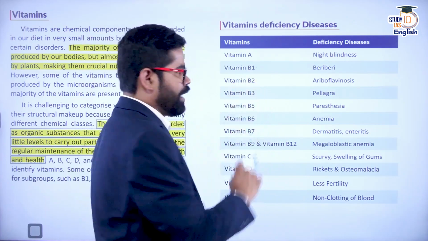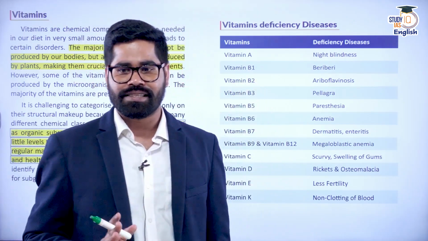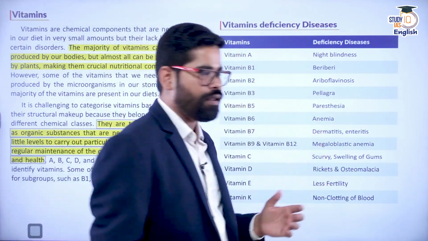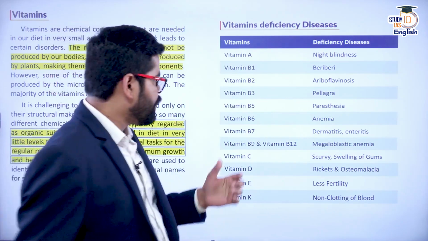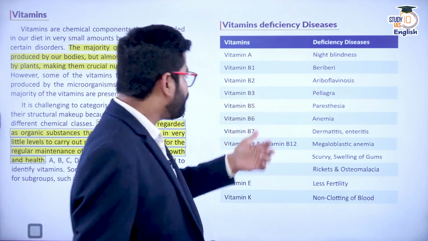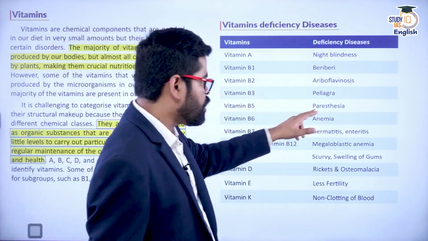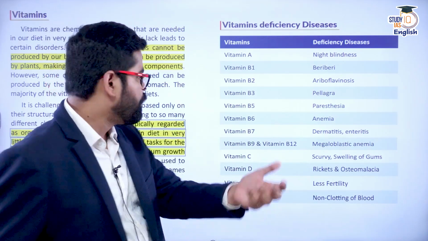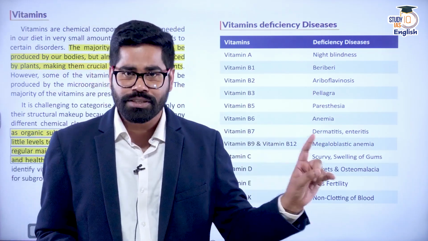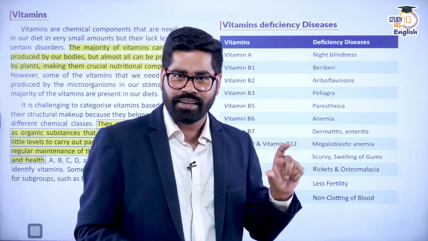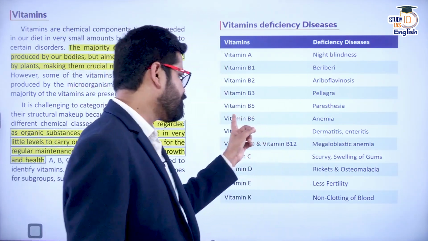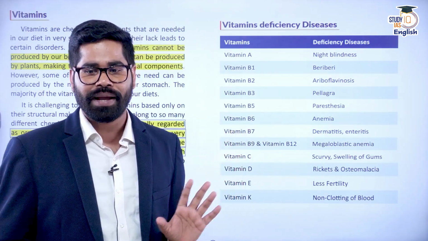Then vitamin B1, it is responsible for beriberi disease. Vitamin B2 is responsible for ariboflavinosis. If we talk about vitamin B3, it is responsible for pellagra. If we talk about vitamin B5, then it is responsible for paresthesia. If we talk about B6, it is responsible for anemia also. Iron is also there. If there is a deficiency of iron, then also anemia is there. But at the same time, if there is a deficiency of vitamin B6, then also anemia can be there.